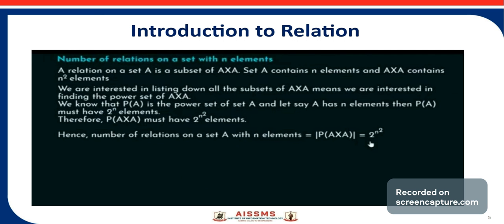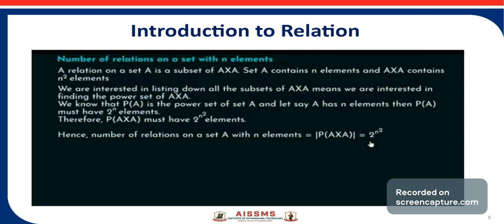Now, the next point is: number of relations on a set with n elements. Now, consider a relation on a set A is a subset of A cross A. Here, set A contains n elements and A cross A contains n square elements. So here we are interested in listing down all the subsets of A cross A. That means we are interested in finding the power set of A cross A.